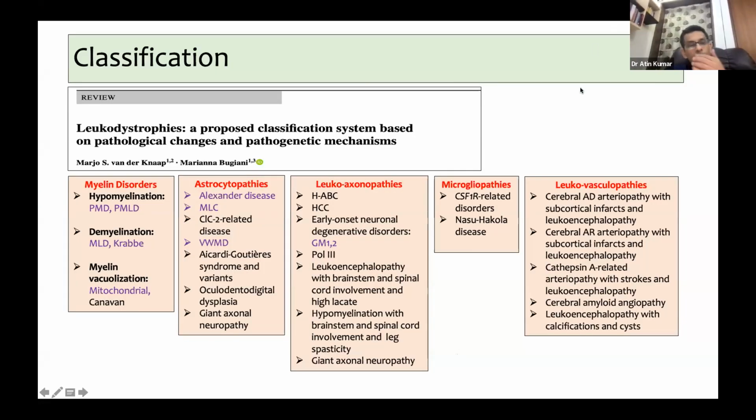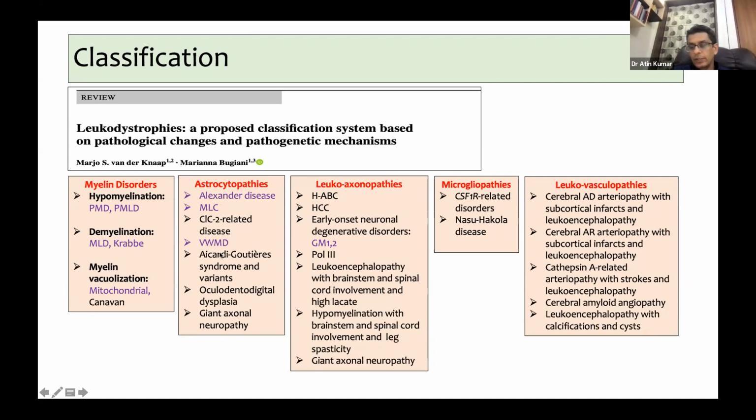Okay, so we all know this was discussed, I think, in the last webinar on leukodystrophy part 1. The current classification of leukodystrophies is based on pathology: myelin disorders, astrocytopathies, leukoaxonopathies, microgliopathies, and leukovasculopathies. The disorders which we discussed today are predominantly astrocytopathies: Alexander disease, MLC, and vanishing white matter, whereas Canavan's was in the category of myelin vacuolization, along with the mitochondrial and other disorders. The MLD and Krabbe's were discussed last time, right?